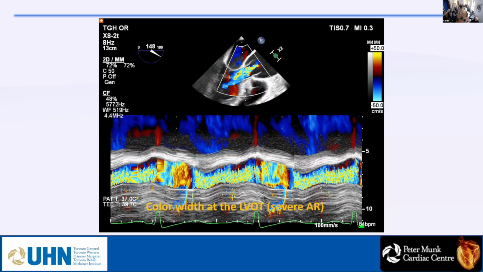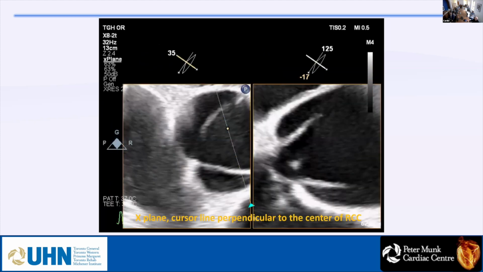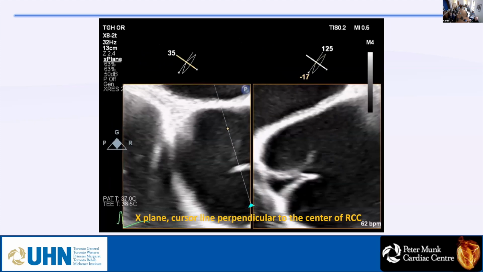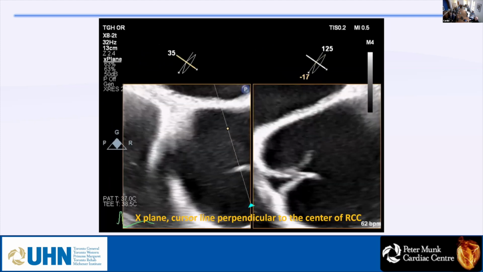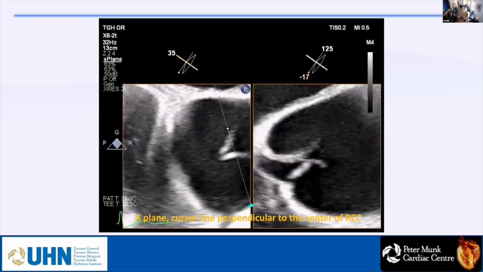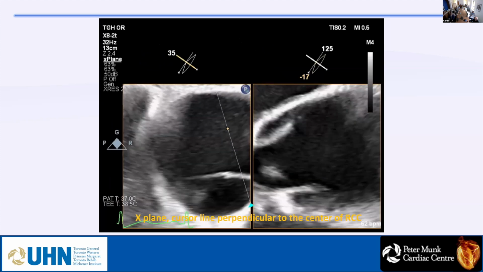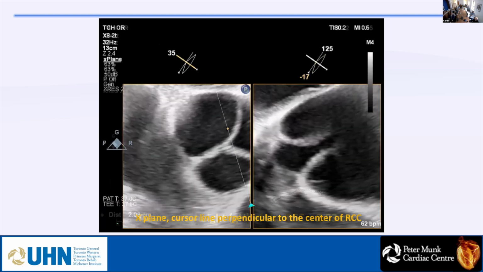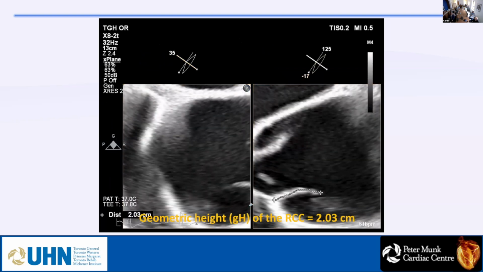Okay, that's a severe AI by any of our echo measurements. I'm trying to measure now the geometric height. First, I use the X-plane. I put the line at the middle of the right cusp, and I measure the length of the right cusp.